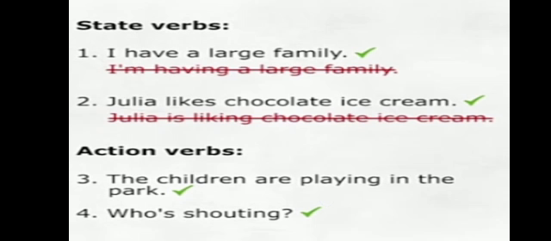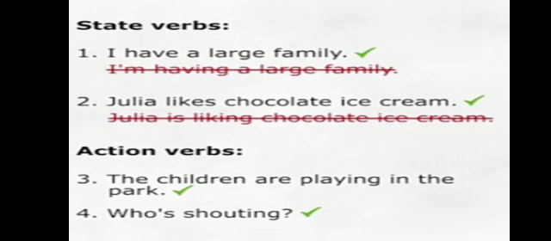Then students, a common mistake that the children usually make is with state verbs, like I have a large family. But you should know it very well that whenever there is a state verb, you will never make use of ing with it. So students often make mistakes like this: I am having a large family, or Julia is liking chocolate ice cream. This is considered to be totally wrong.